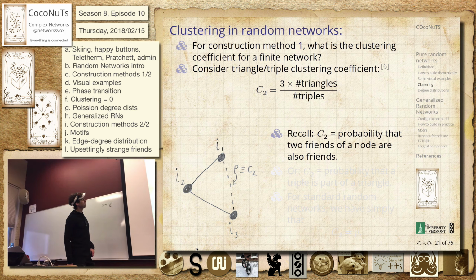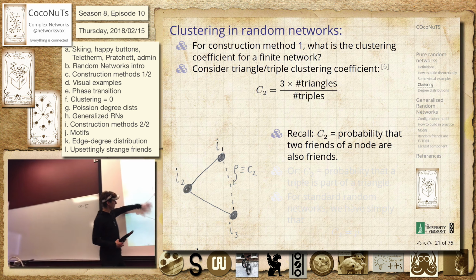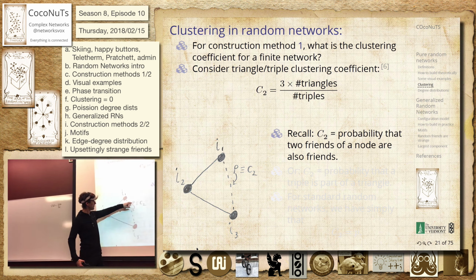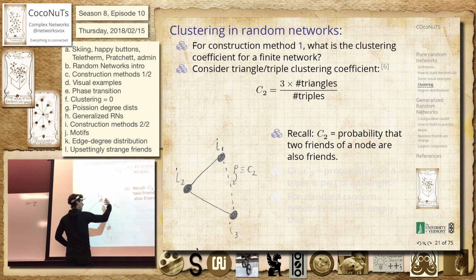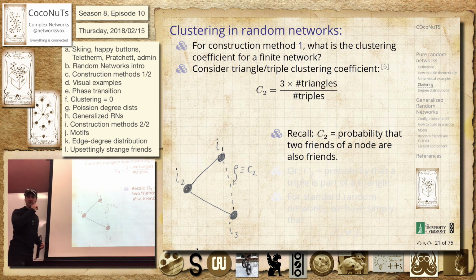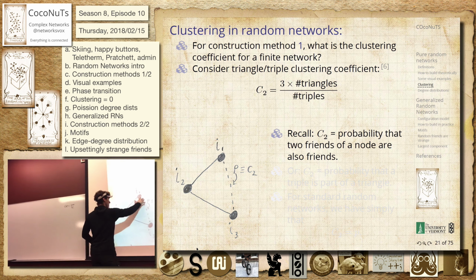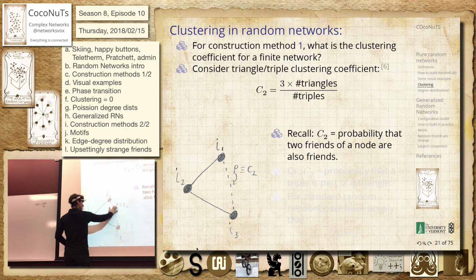All right, so if we're randomly making these things using that first construction method, C2 has to be p. It just has to be the probability that you connected these, because it's independent of these guys. And as we saw, for large n we want the average degree to remain the same. So as we go to larger and larger networks, this p goes to 0 as 1 over n. So the chance that you even see a triangle goes to 0.